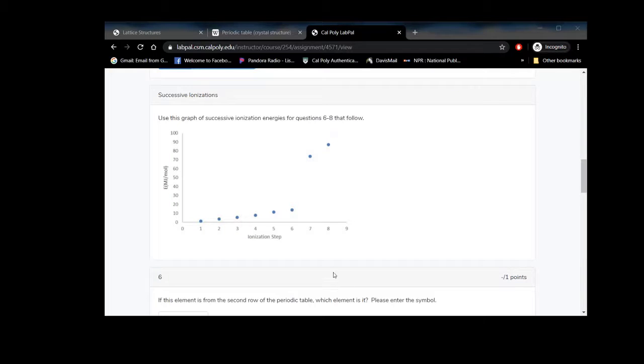Did that make sense? Yeah, I just didn't get the graph. Ah, okay. Yeah. So it's that kind of interpretation of the energy jumps.